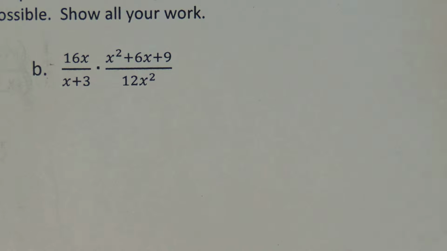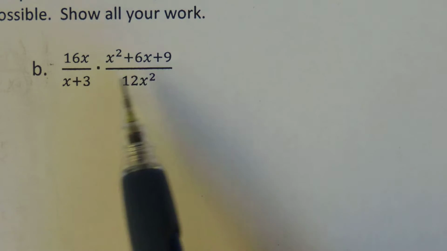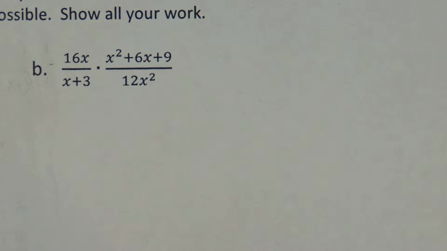Question 5b. The instructions, once again, are the same as 5a. Write the product or quotient of the rational expression in the equivalent form as a single algebraic fraction, then simplify the result as much as possible. Once again, I'm going to cheat. I'm going to simplify first. That makes it easier to multiply.